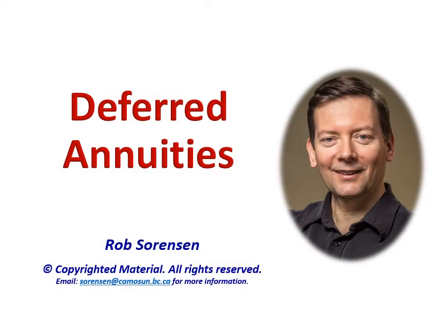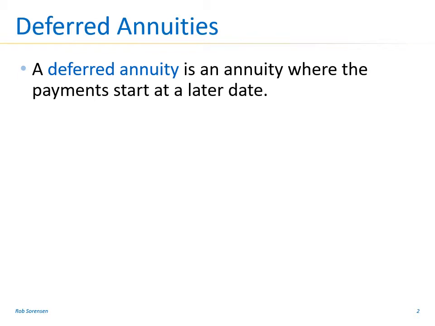All right, let's have a look at another kind of annuity now. These are called deferred annuities. Deferred annuities are annuities where payments start at a later date. We've already done a lot of annuities on timelines at various points, so these may seem a little bit familiar, but this particular version happens often enough that we give it its own name.